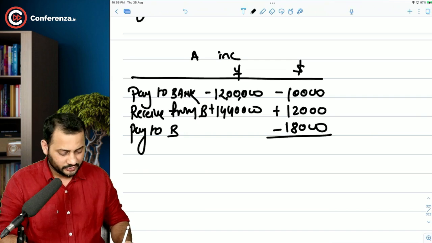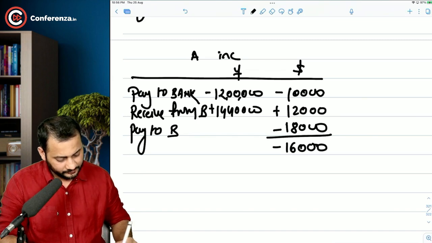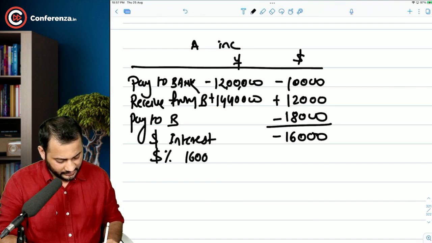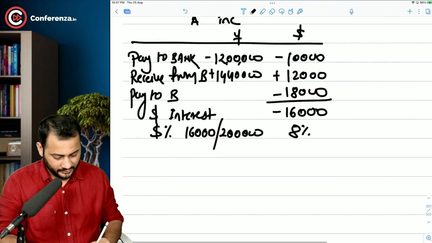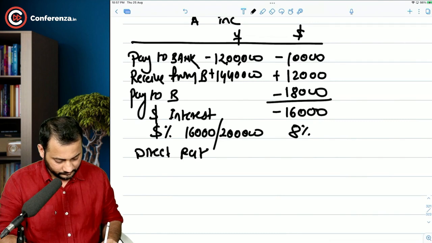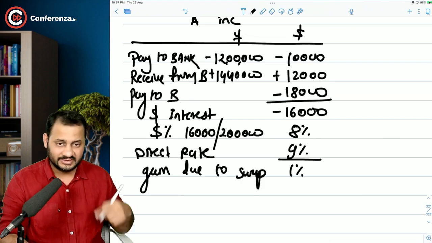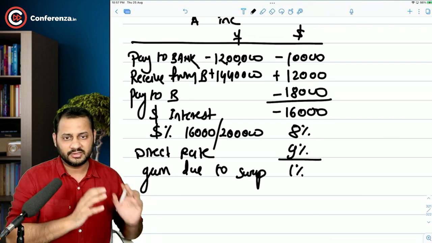Now, if you calculate in terms of dollar, 28 minus 12 comes to $16,000 dollar interest. And in terms of dollar percentage, $16,000 is the net cost to me on using $2 lakh. That comes to 8%. This is the swap rate. Direct rate was 9%. Gain due to swap is 1%. This is how you should present in exam at least. There are multiple ways of presentation, but this is the best you can do.